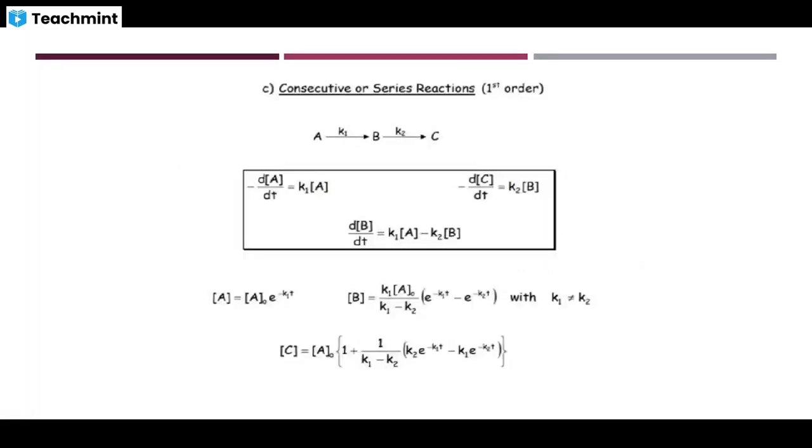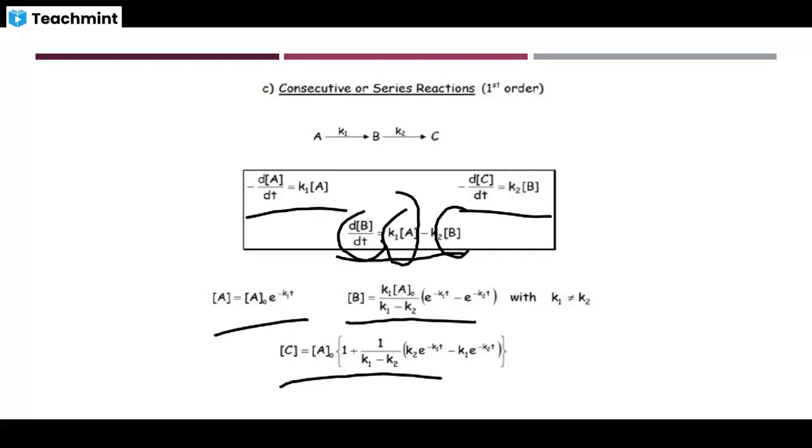Consecutive or series reaction: A gives B and B gives C, with rate constants K1 and K2. So dA by dt is minus K1A, dC by dt equals K2B, and dB by dt is something else. Here K1A is the formation of B, minus K2B is the decomposition of B. So the concentration of B depends on K1 and K2. Then integrating this equation, you get the relations.